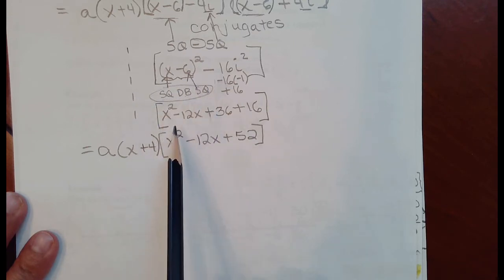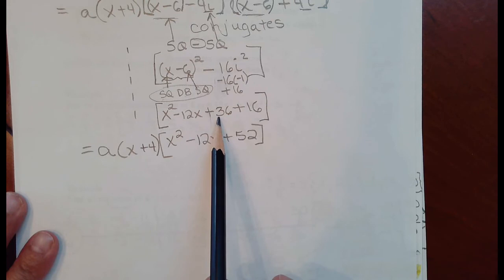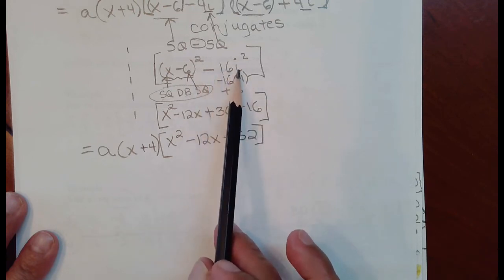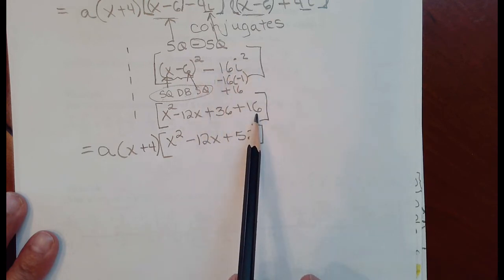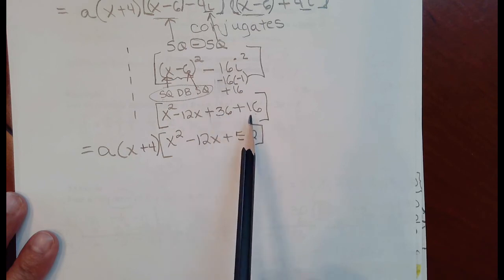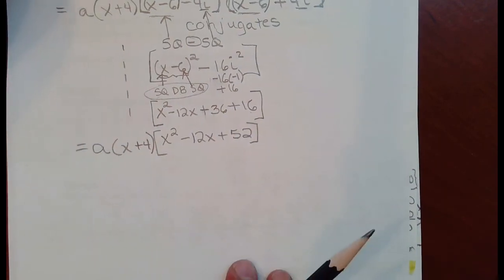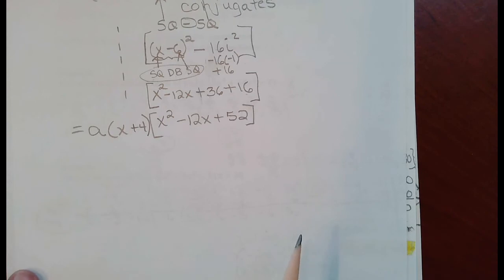Square, double, square. That got me x squared minus 12x plus 36. And this negative 16i squared turned out to be positive 16. I then combined this and this to get a 52. Now I'm going on with creation of my polynomial.